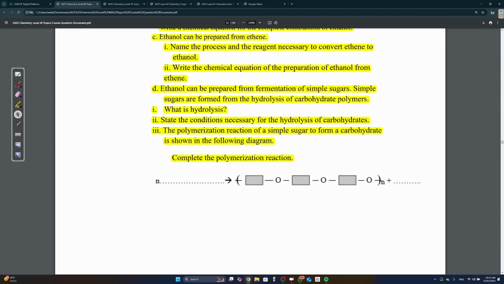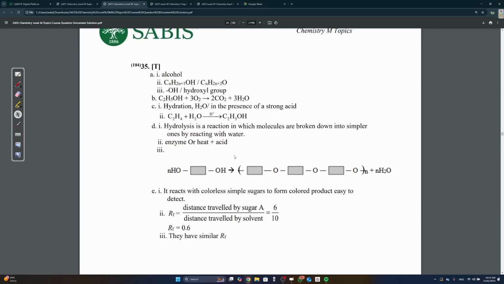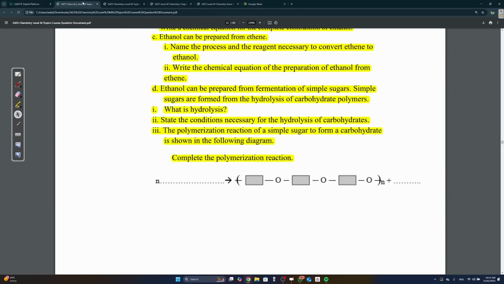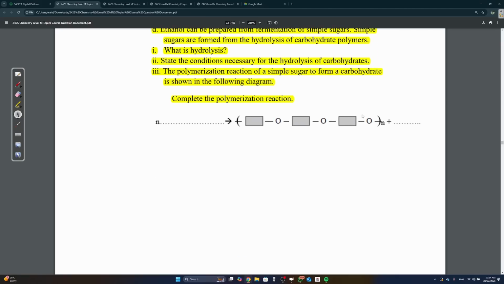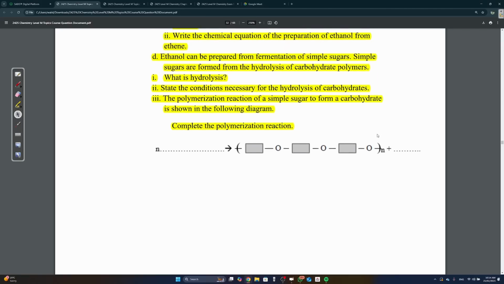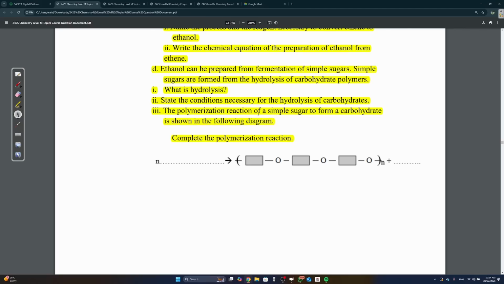State the conditions necessary for the hydrolysis of carbohydrates. I know we didn't take this. It's okay. Forget this, this is bio. The polymerization reaction of a simple sugar to form a carbohydrate is shown in the following diagram. Complete the polymerization reaction. What do they want me to write? So they want here of a simple sugar to form a carbohydrate.